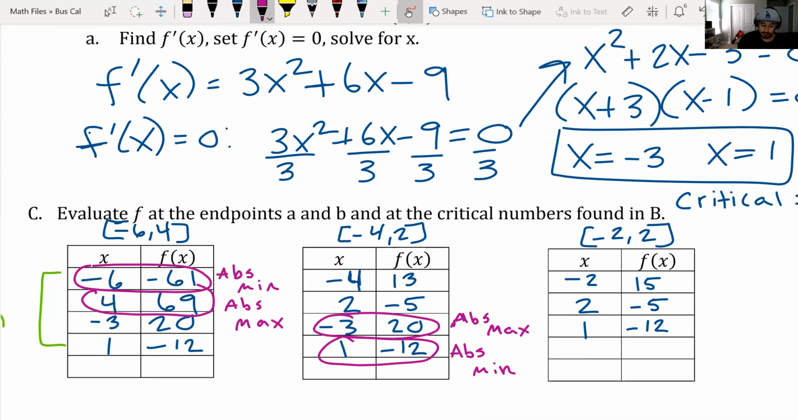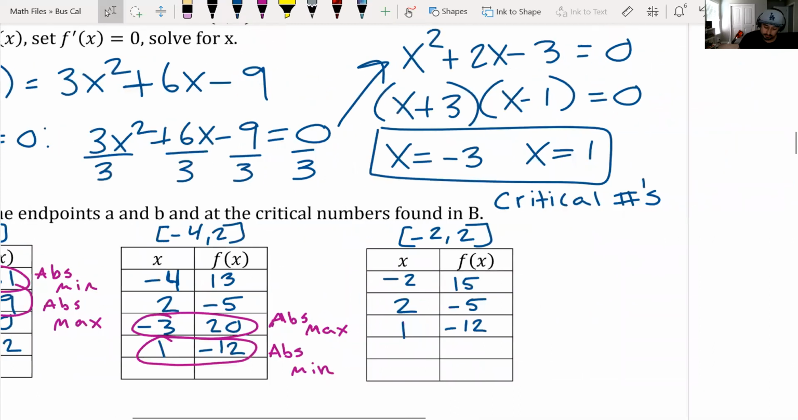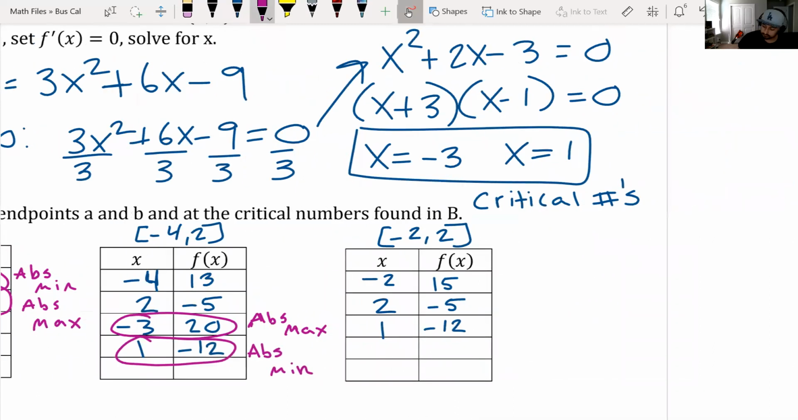Again, let's look for those absolute maxes and mins. The smallest y value is at 1 and -12. So that is my absolute min. -2 and 15, that is my absolute max.